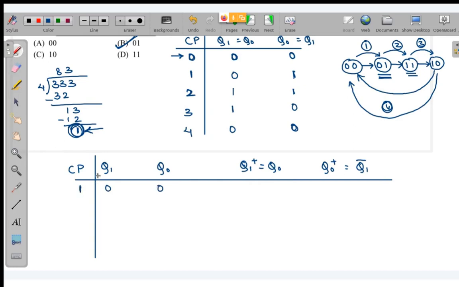So at the starting of clock pulse 1, what will happen? The 0, 0 will get converted to 0, 1. So at the starting of the second clock pulse, this 0, 1 is your present state. Next state will be 1, 1. Put in this equation. Now at the third clock pulse, present state is 1, 1. Next state will be 1, 0. At the fourth clock pulse, your present state is 1, 0. Your next state is 0, 0. See, I am deriving it using this.